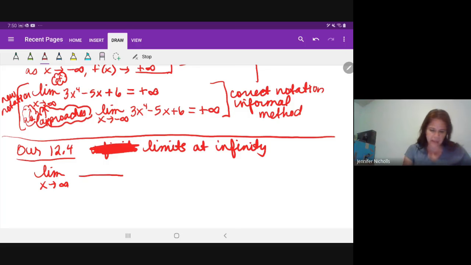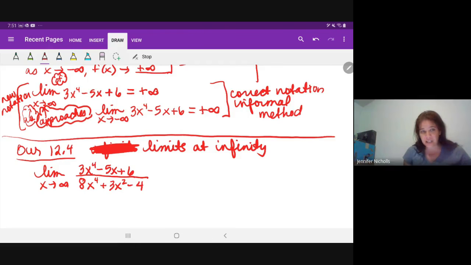And then most of the time they have a rational expression, something like this. You've done this before, in chapter 2 at the end when we were graphing rational functions, but we're going to do it the official way instead. So 3x to the fourth minus 5x plus 6, and in the denominator, I'm going to have 8x to the fourth plus 3x squared minus 4.